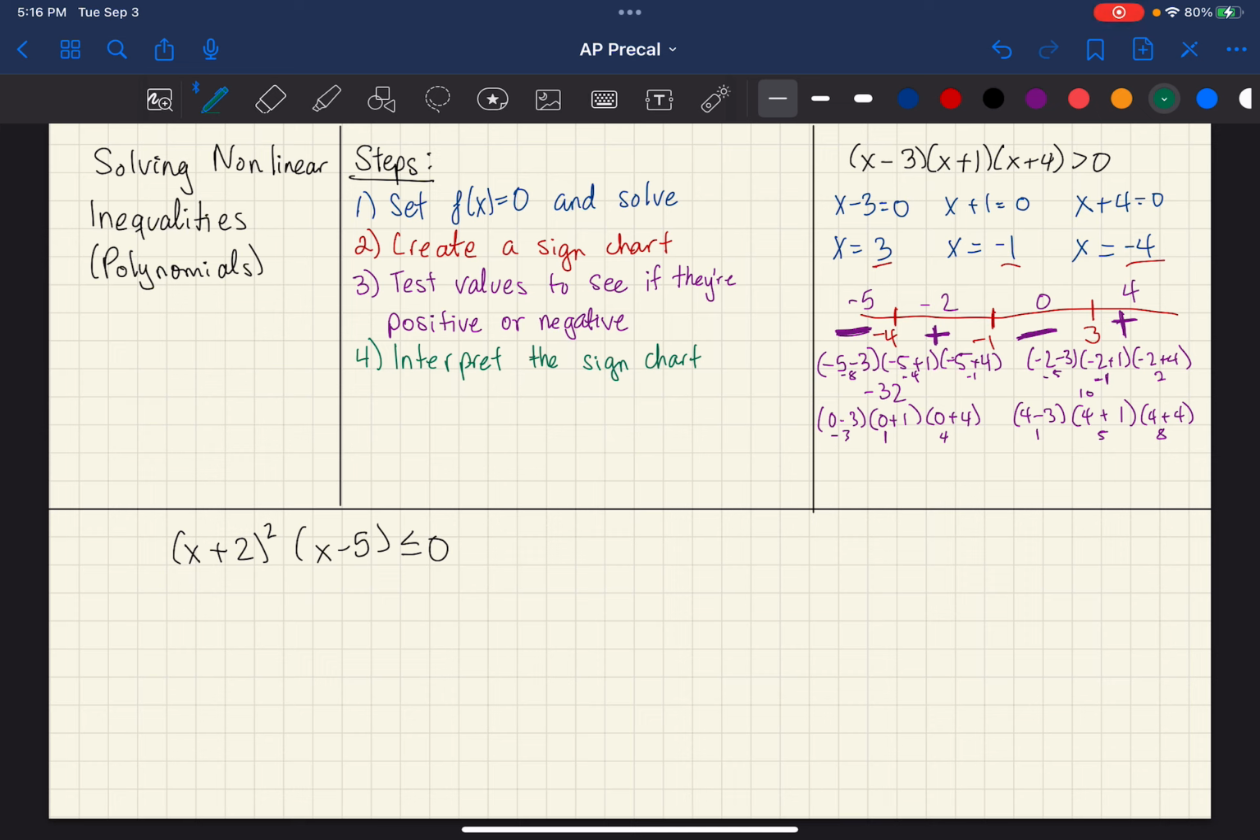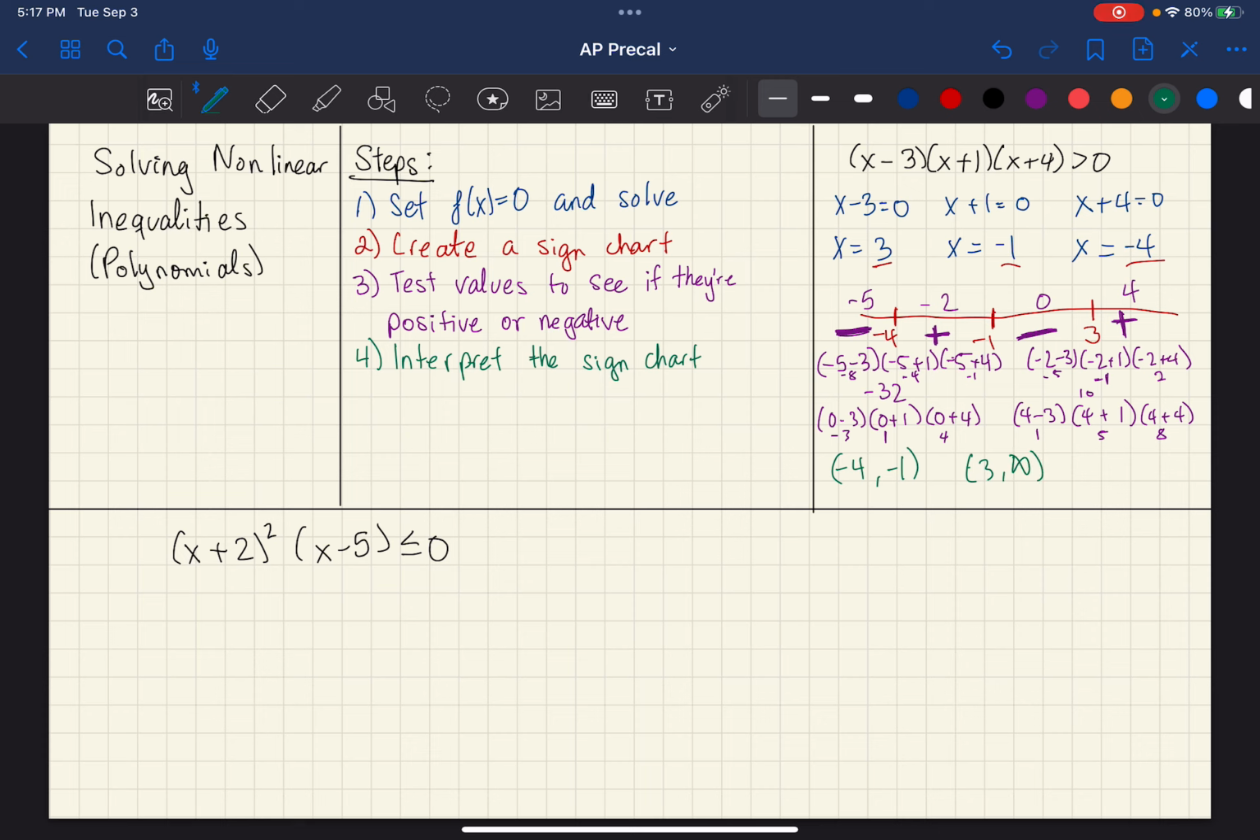So essentially, I'm going to write it as an inequality. Okay, so I'm going to say, actually, you should write your answer in interval notation. And remember to think about the endpoints. So my endpoints were -4, -1, and 3. So from -4 to -1, and then 3 to infinity.